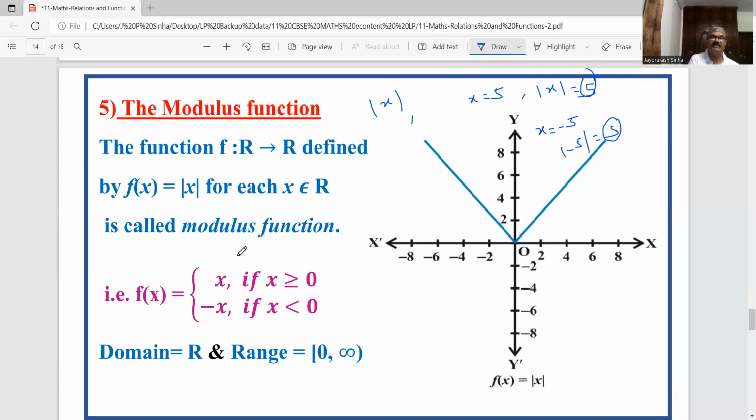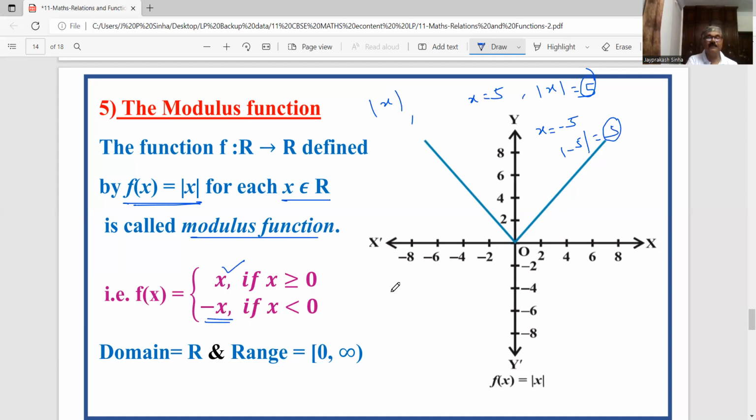So how is it defined? Just see here. f is a function from R to R defined by f(x) is equal to mod of x, for each x that is a member of the real number set. When the modulus function is defined like this: when x is greater than or equal to 0, then f(x) is equal to x. And when x is less than 0, in that case, f(x) is equal to minus x.